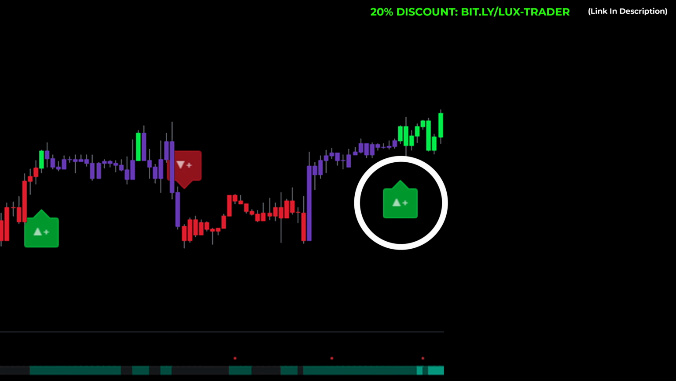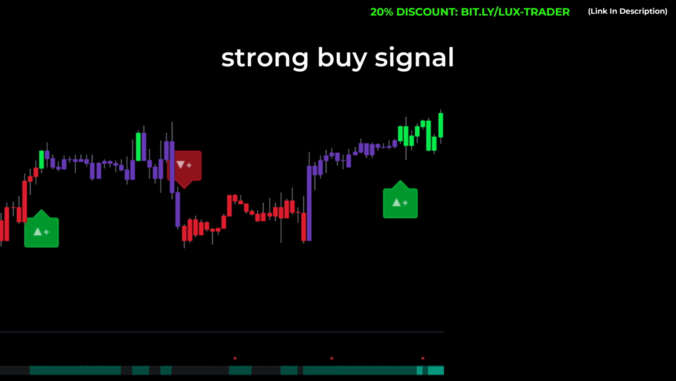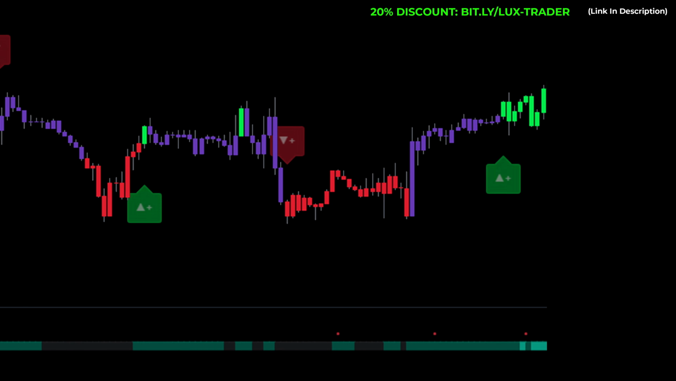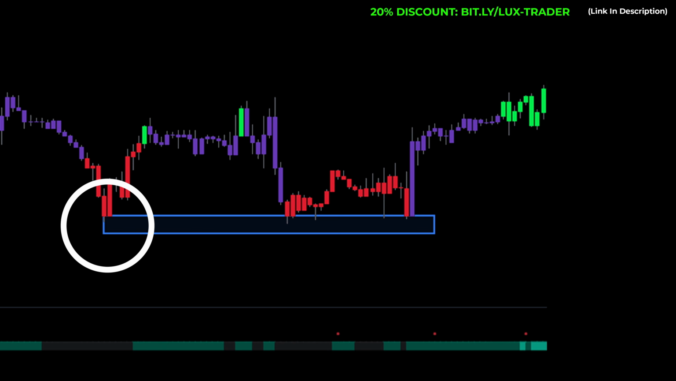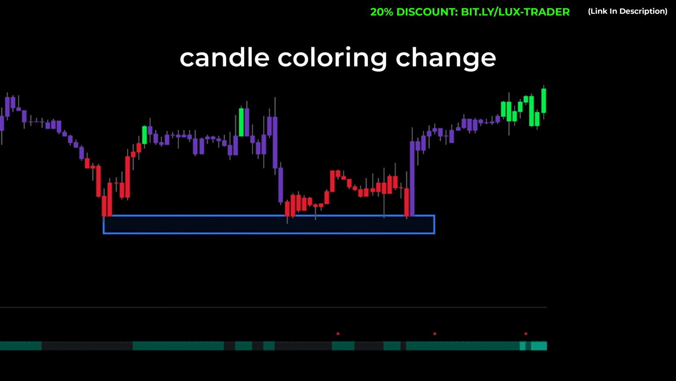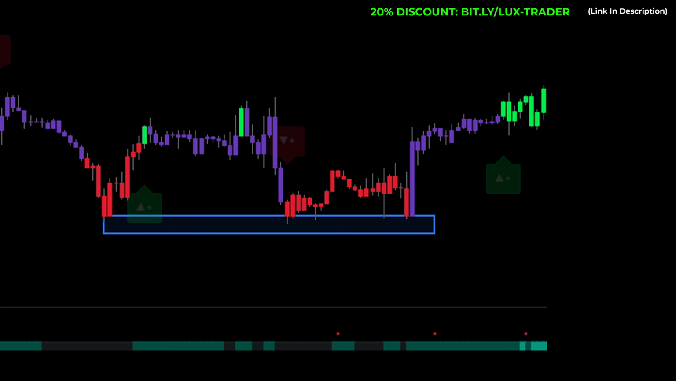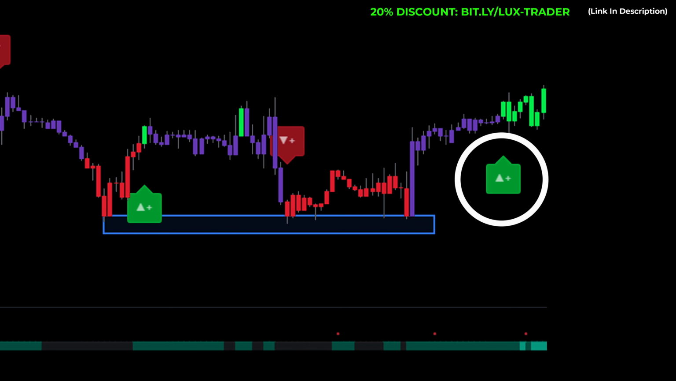First, you can see a buy signal with a plus sign. This means it's a strong buy signal. Before you decide, look at what happened before this signal. You'll notice there was a support area. The market reached this price level, bounced back from it a few times, and then the candle coloring changed from red and purple to green. At this point, the signals and overlays indicator showed a buy signal.